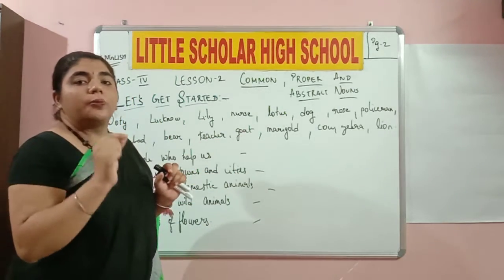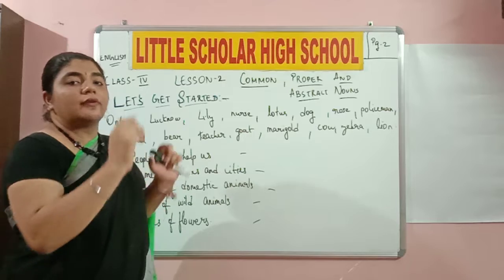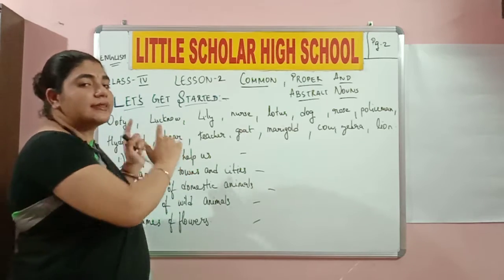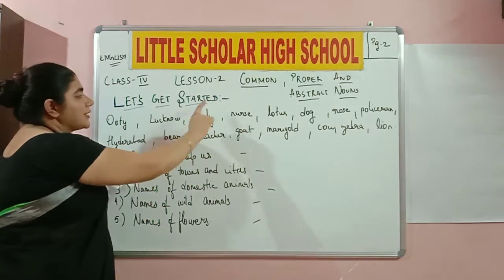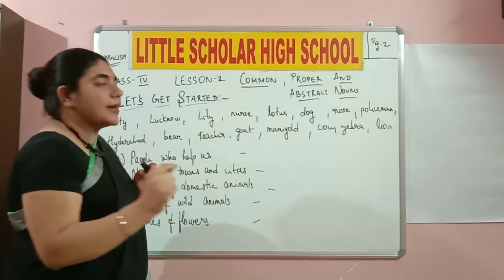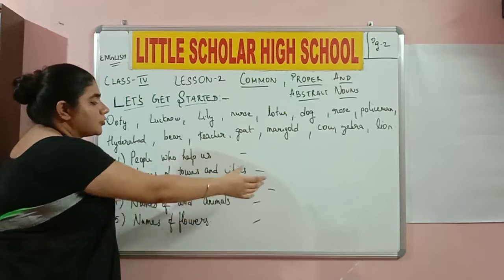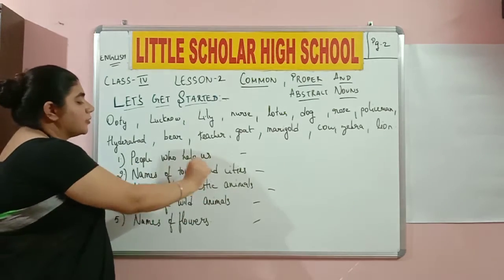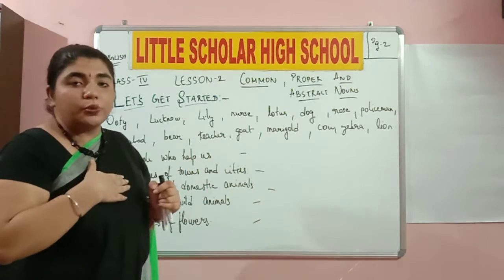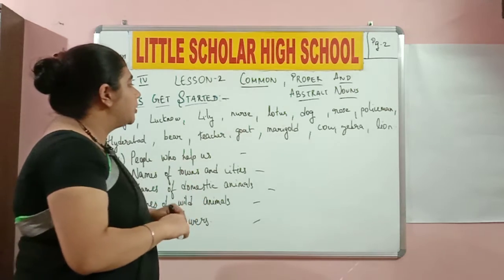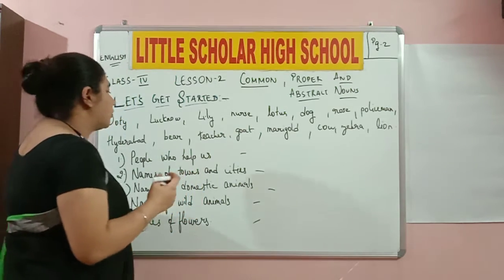You can open your textbook to page number 2 and the very first bit that we are going to solve is this. It is written as let's get started. It is a very small exercise. They have given you a set of nouns over here and they are asking us to categorize them as per the question mentioned over here. I'll help you with this. Hope you're doing along with me. Please take your pencil out and start writing along.